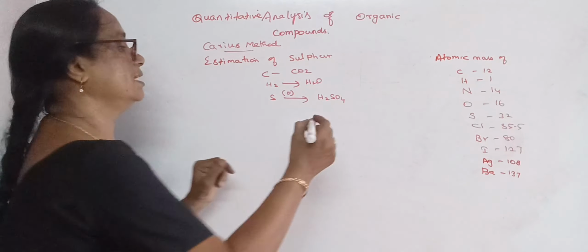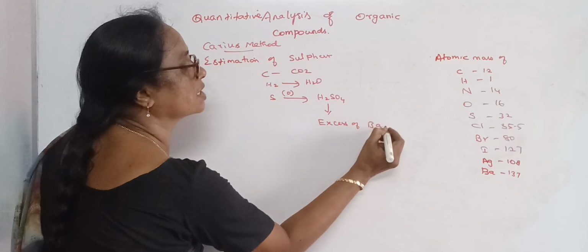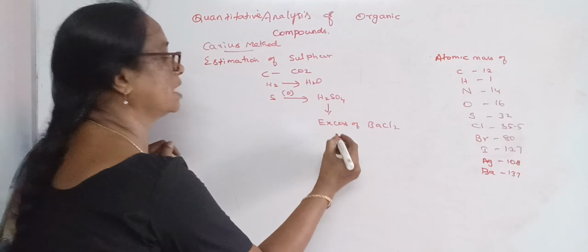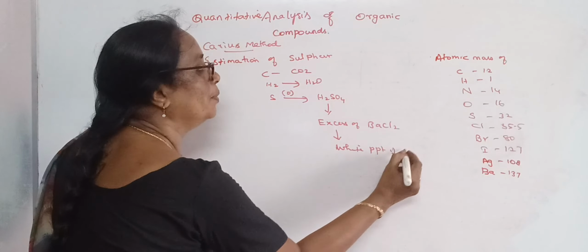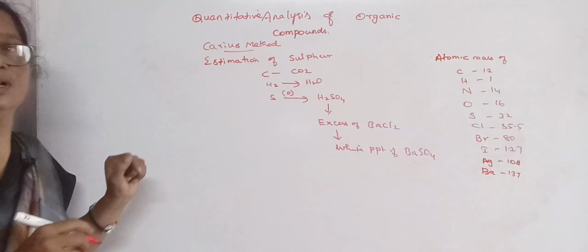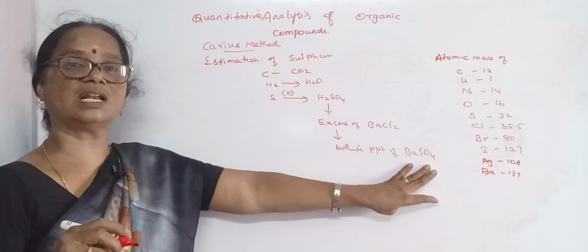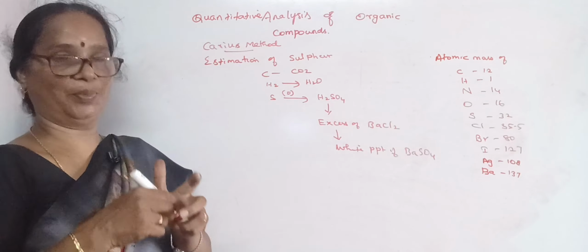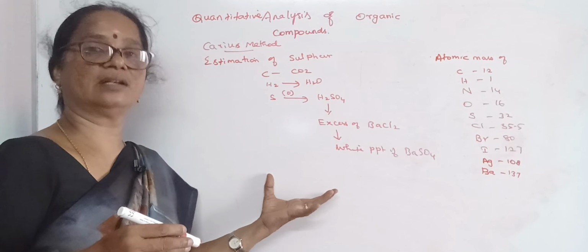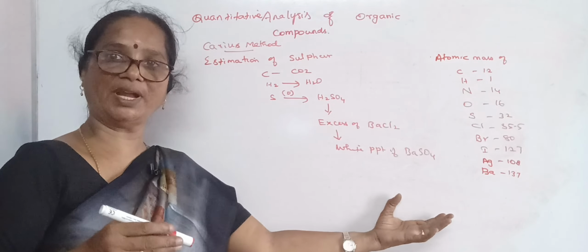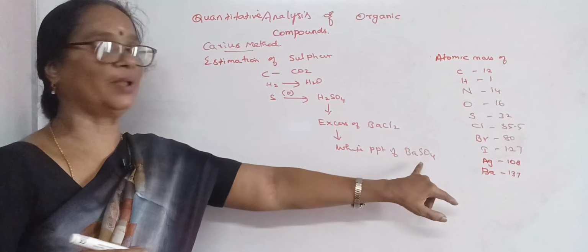Then this sulfuric acid is treated with excess of barium chloride solution, where it is converted into a white precipitate of barium sulfate. So, in all the cases, even in the formation of halogen compounds or even in the formation of barium sulfate, we are getting only their precipitate. So, the precipitate has to be filtered, dried off and then weighed. From that weight only we calculate how much silver chloride or bromide or even barium sulfate there is.